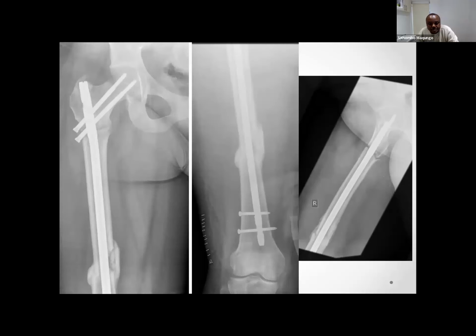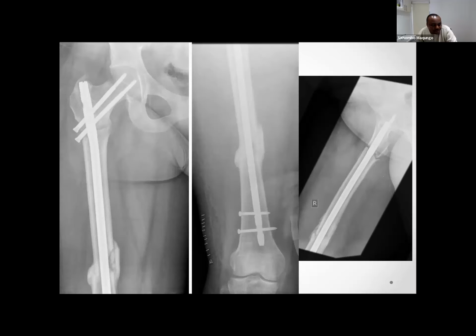Okay, fine. Wazima, you can switch off. Let's go back to Scout. Yes, Prof. You can see that it's got a cephalomedullary nail fixation. The diaphyseal fracture looks united on the different views, but there seems to be a non-union of the subtrochanteric fracture.